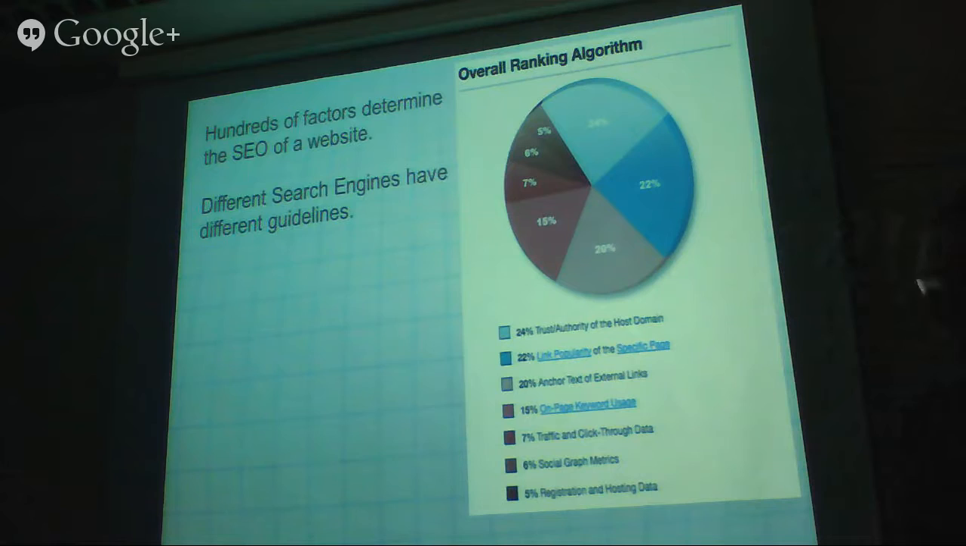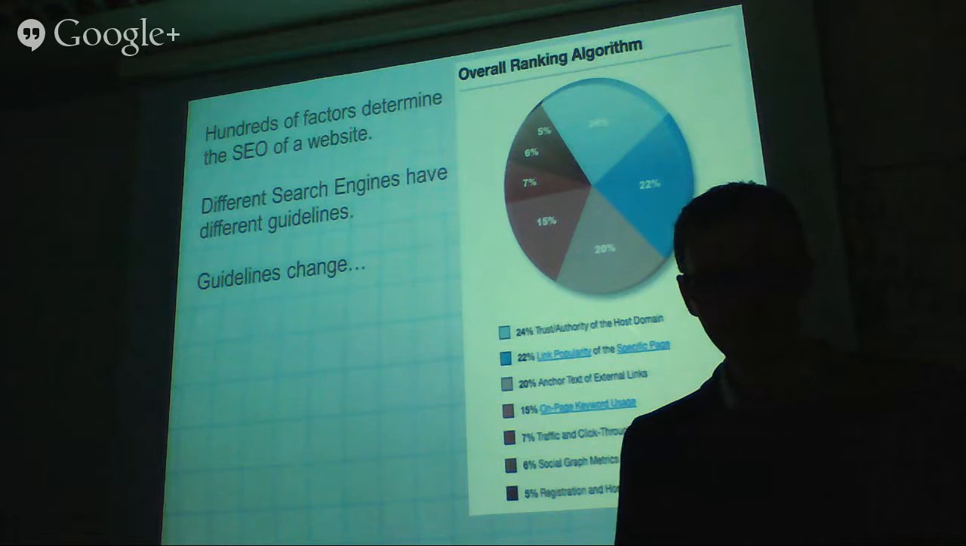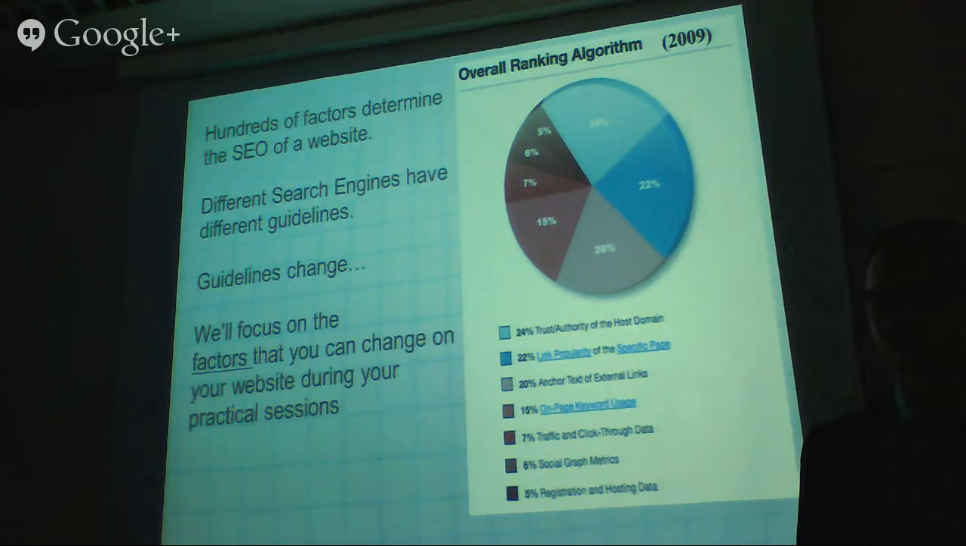Then other things is the traffic, the click-through rate, so how many times it's presented to people and they're actually clicking through to it. But what's important here is different search engines do have different results or different guidelines, and the guidelines also change. So this is from 2009. Okay. So again, what we're going to be focusing on are the factors that don't really change that much. Okay. And these are the things that you have 100% control of, and that is the quality of your content, okay, and the search engine optimization of your content. We call it on-page SEO.